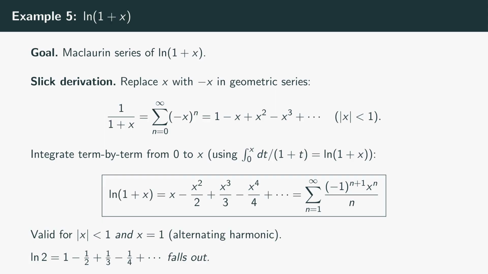Fifth example: Maclaurin series of the natural log of 1 plus x. We could grind out the derivatives at 0, and it works, but there's a slicker route. Start from the geometric series and play. Replace x with minus x.